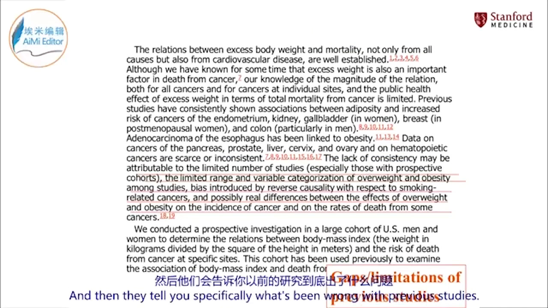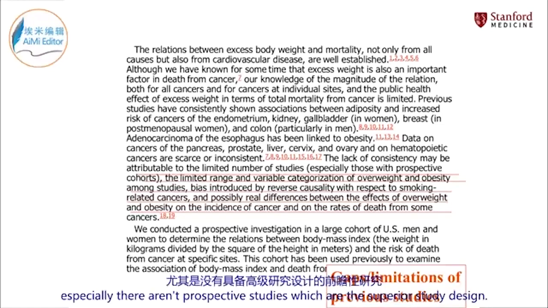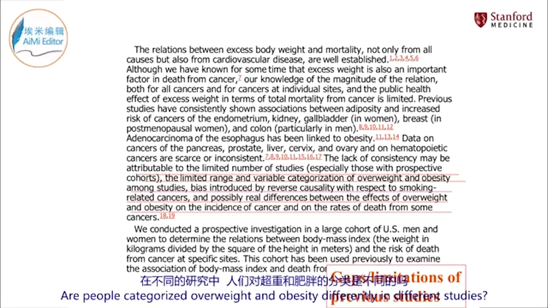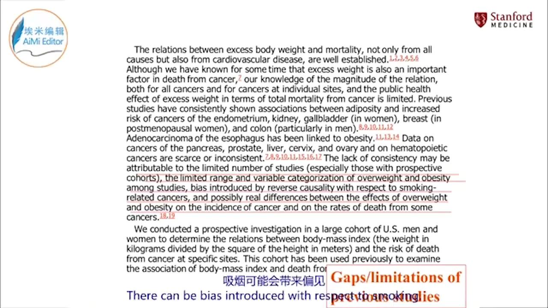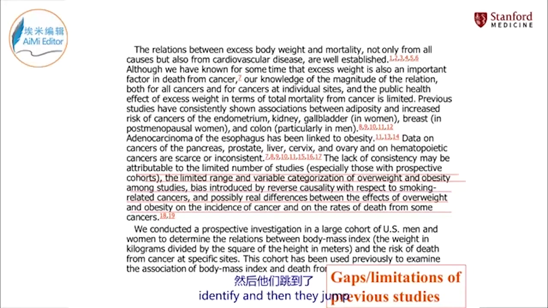And then they tell you specifically what's been wrong with previous studies. What are the gaps and limitations of previous studies? Why aren't these questions answered? And so the lack of consistency may be due to the fact that just there aren't a lot of studies, especially there aren't prospective studies, which is a superior study design. People categorize overweight and obesity differently in different studies. There can be bias introduced with respect to smoking. And so there's a whole bunch of gaps and limitations that they identify.